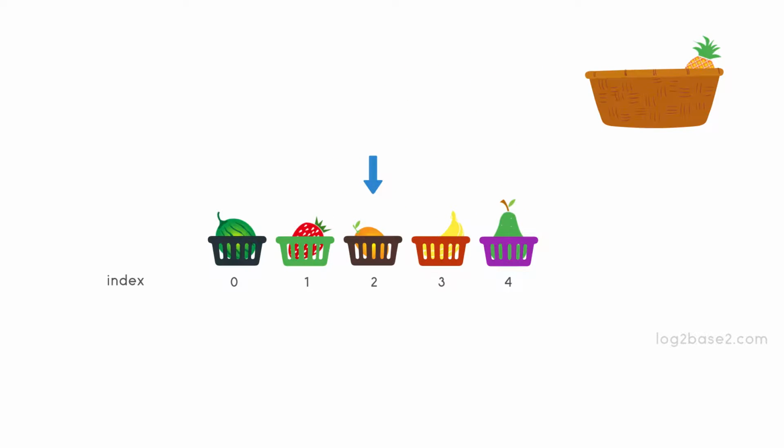Suppose we want to remove mango. First we want to find mango in the array. Once it is found, remove it. Now this position is free.